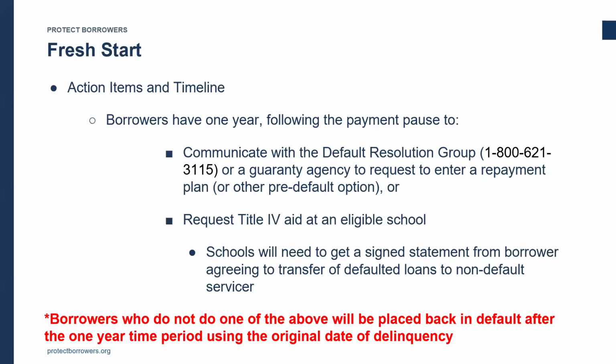If a borrower chooses the latter option, the school will need a signed statement from the borrower stating that they agree to be transferred to a non-default servicer. If a borrower doesn't take one of these actions before September 30th, 2024, their loans will be placed back into default using the original date of delinquency.